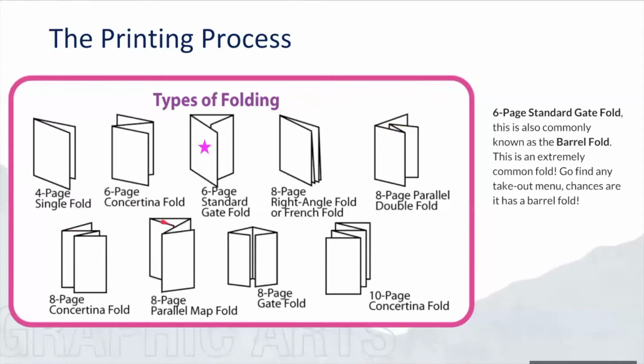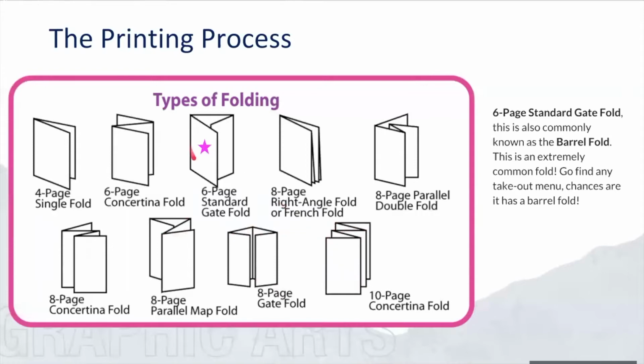So it would start here. Here would be a fold. Here would be a fold. Here would be a fold. And this would be your cover. An 8-page gate fold. So again, larger sheets of paper here. You would fold one side into the center, fold this side into the center, and then take both of those and fold it in half. Or a 10-page concertina fold, which again, here's a fold, here's a fold, here's a fold, here's a fold.